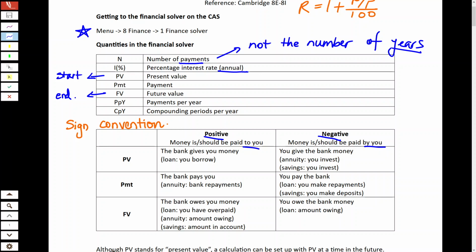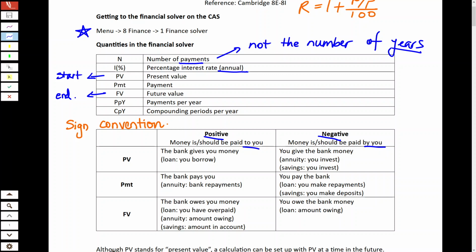Sign convention. When you use the financial solver, the numbers you put in are either going to be positive or negative. The most common source of errors in this topic is putting in the wrong sign. So, it's on the sheet.